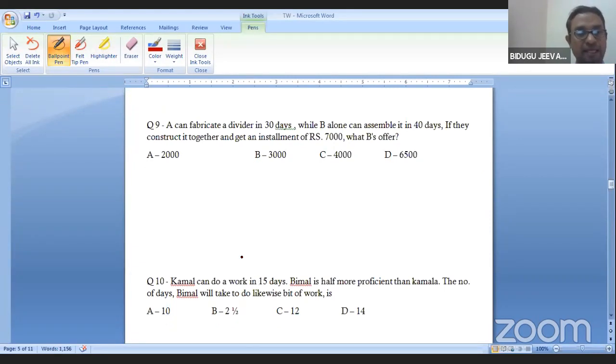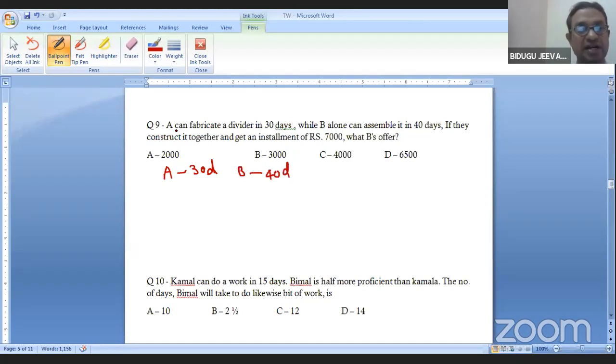Question number 9. A can fabricate a divider in 30 days. That is, whatever it may be, A's capacity is 30 days, whether he's doing fabrication, running, cooking, sweeping or whatever it may be. While B alone can assemble it in 40 days. If they construct it together and get an installment of 7,000 rupees, what is the share of B?